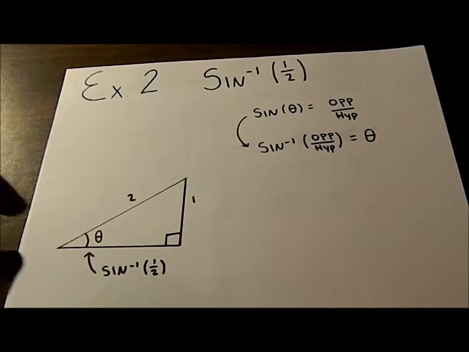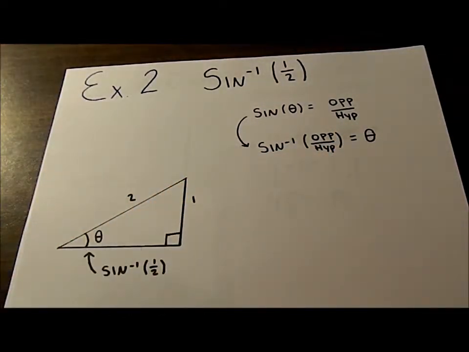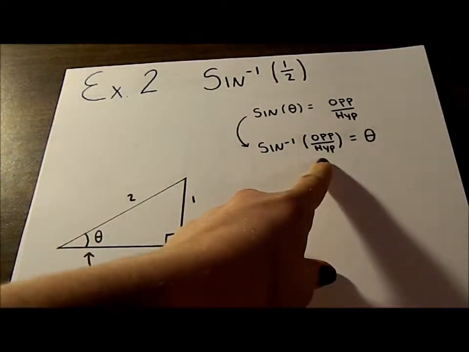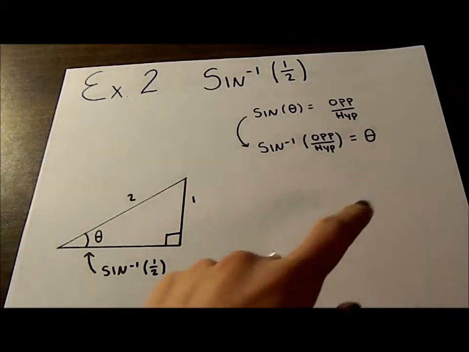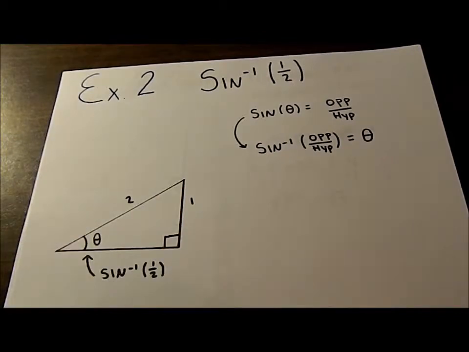We know that the sine of theta is opposite over hypotenuse. Theta meaning, again, any angle, and that's pretty standard. But here we're doing the inverse, so what we need to do is take the inverse of sine and plug in opposite over hypotenuse, and setting that equal to theta, so we are switching the terms, hence inverse functions.